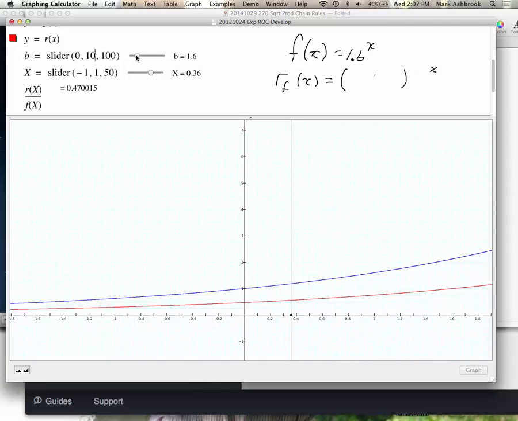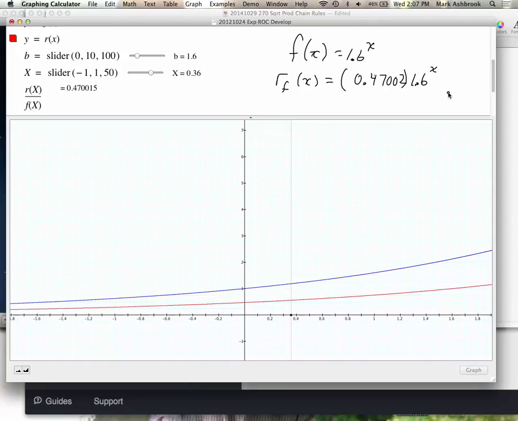Write the function, write the rate of change function. The rate function is always what? 0.470015 times.